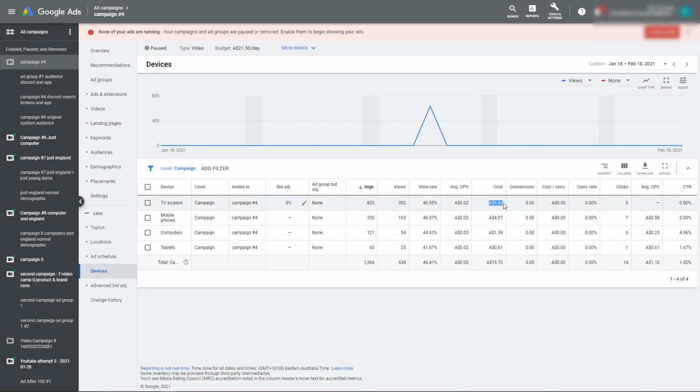As you can see here, I spent $10 on ads for TV screens and got 0 clicks, which was so much worse than every other device I targeted.